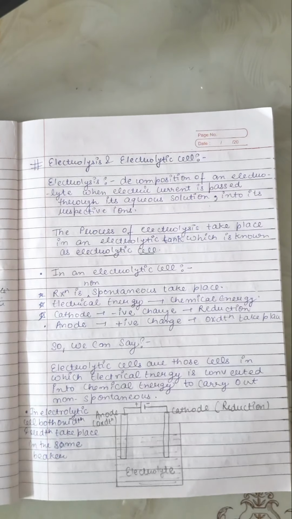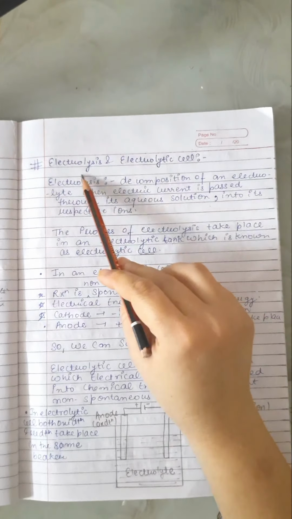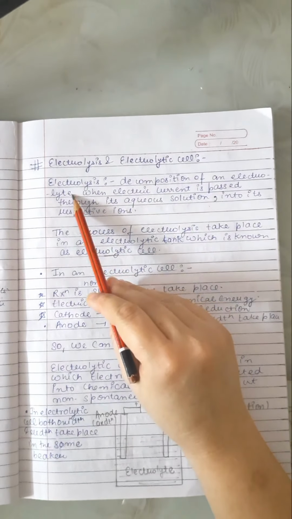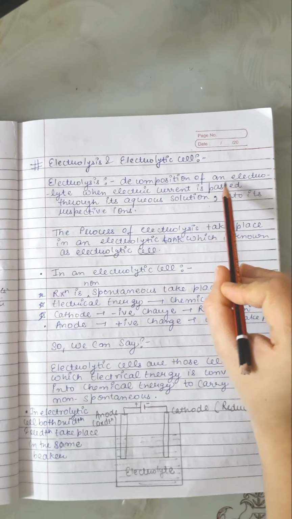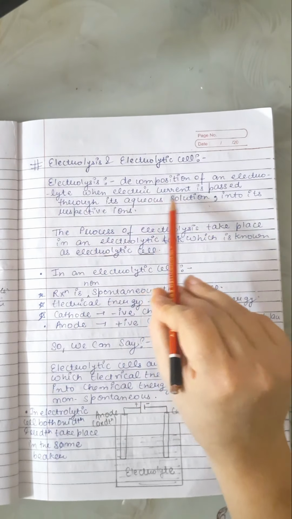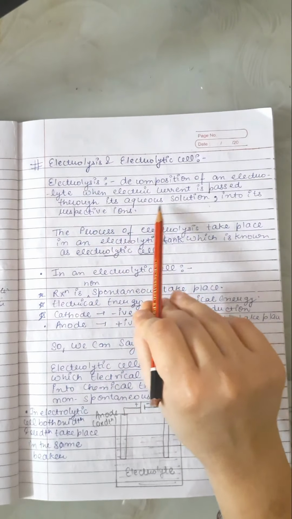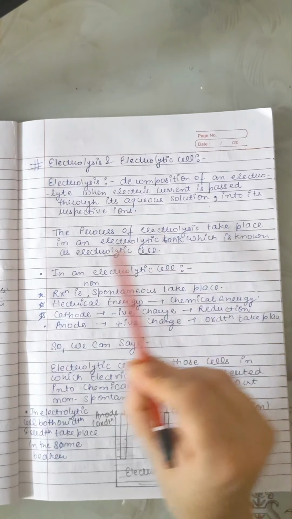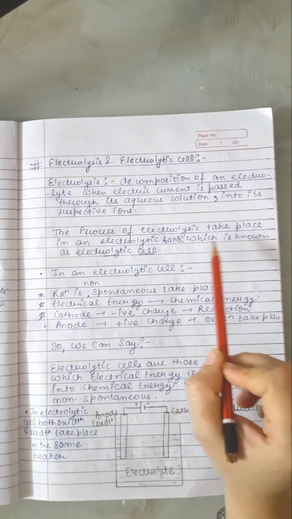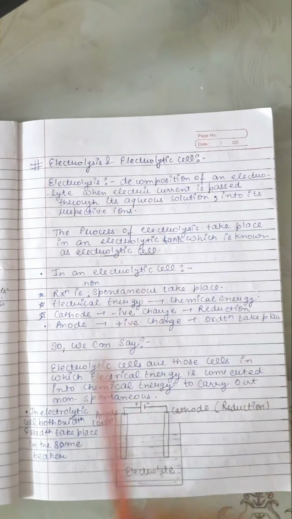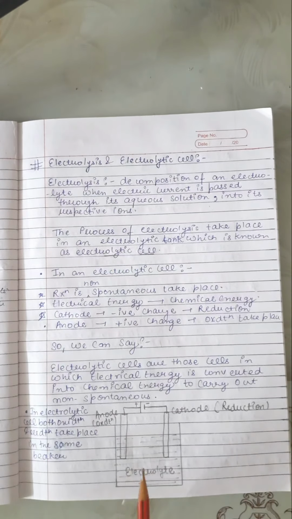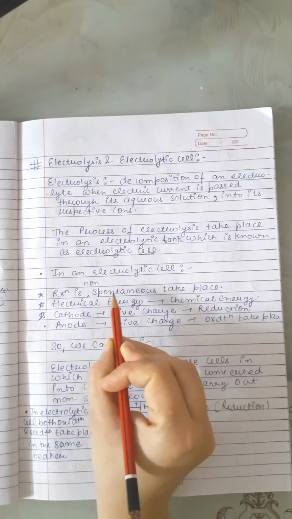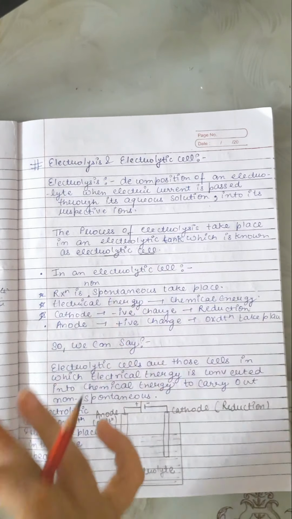Good morning all. So let's start with our next topic, that is electrolysis and electrolytic cell. As you all know, electrolysis is the decomposition of an electrolyte when electric current is passed through its aqueous solution. The process of electrolysis takes place in an electrolytic tank, which is known as electrolytic cell. So, electrolytic cells are those cells in which electrical energy is used to carry out non-spontaneous chemical reactions.